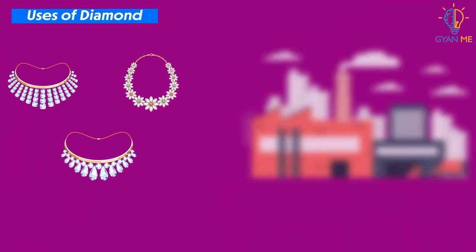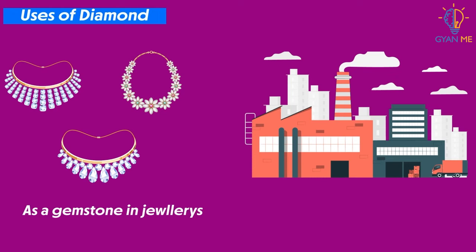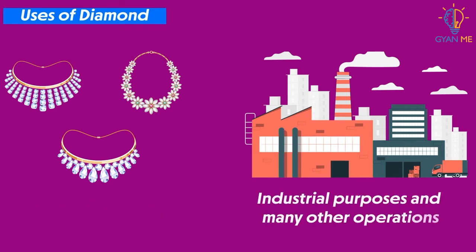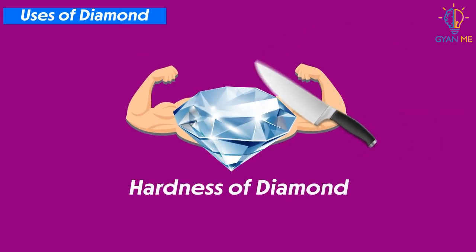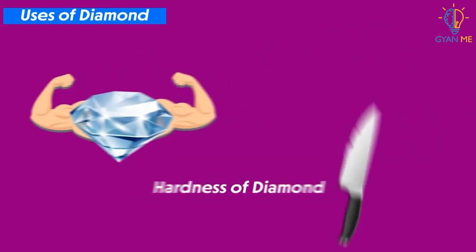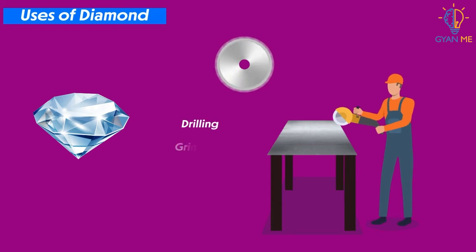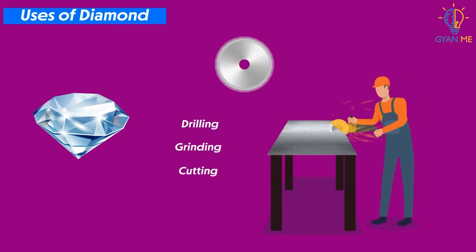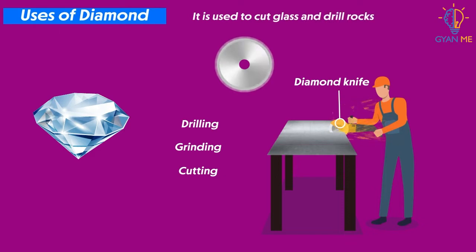Diamonds are commonly used as gemstones in jewelry. However, they can also be used for many industrial processes and many other operations. The hardness of diamond makes it extremely useful for drilling, grinding, or even cutting objects. Yes, you heard me right. The instrument that you see on your screen is a diamond knife. It is used to cut glass and drill rocks.